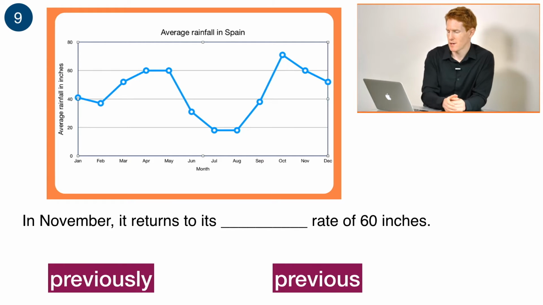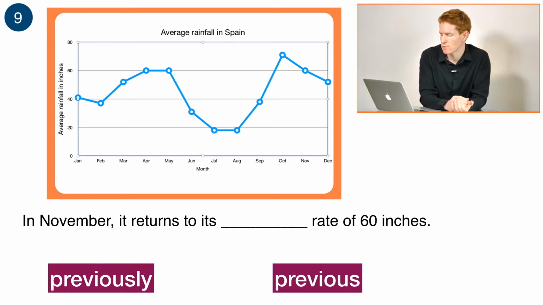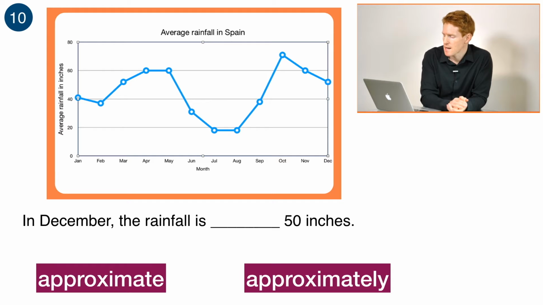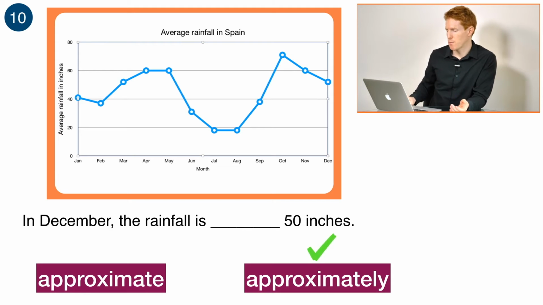Number 9. In November, it returns to its something level of 60 inches. So we can see that November at 60 inches, and it's also 60 inches in May and April. So it returns to its previous rate of 60 inches. And finally, number 10. In December, the rainfall is something 50 inches. The answer is approximately 50 inches.